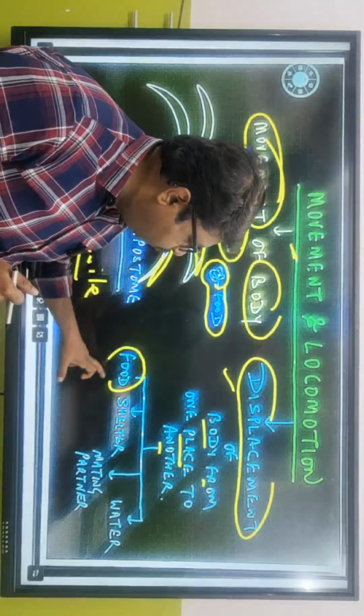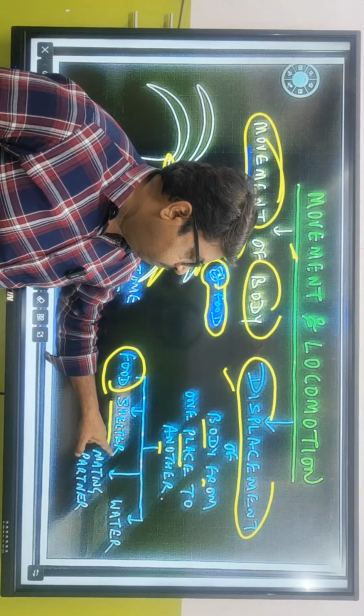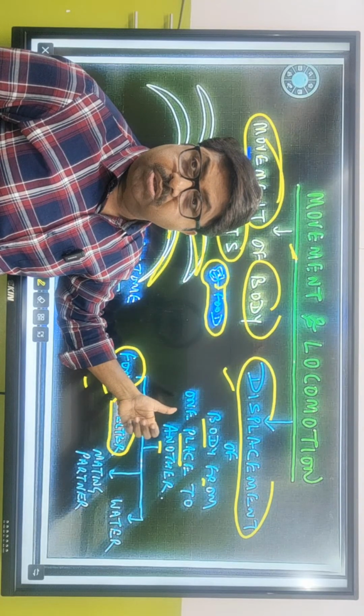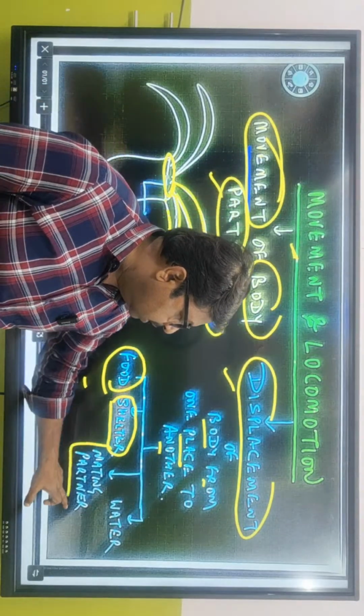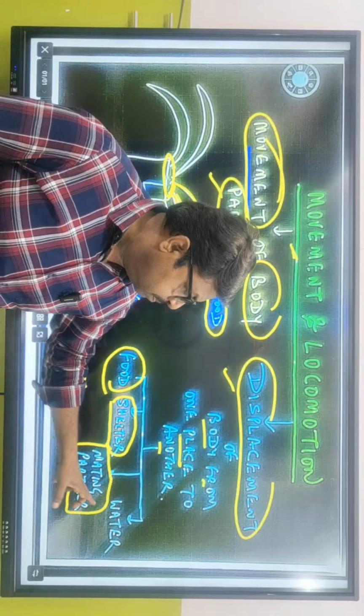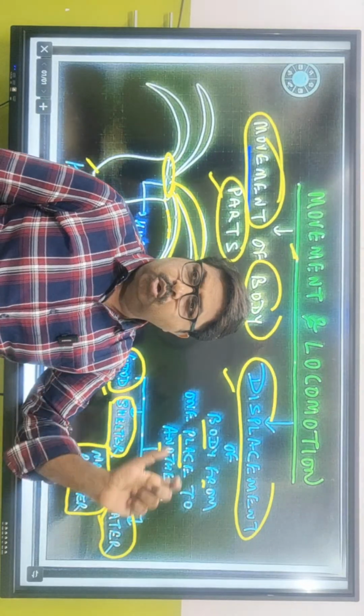Now think about it. For food, one should go for locomotion, and for shelter, one should locomote from one place to another. And for finding a mating partner, one should locomote from one place to the other. And for getting water, one should locomote.